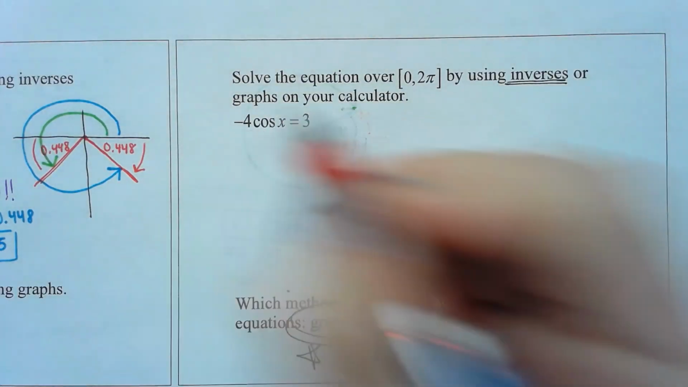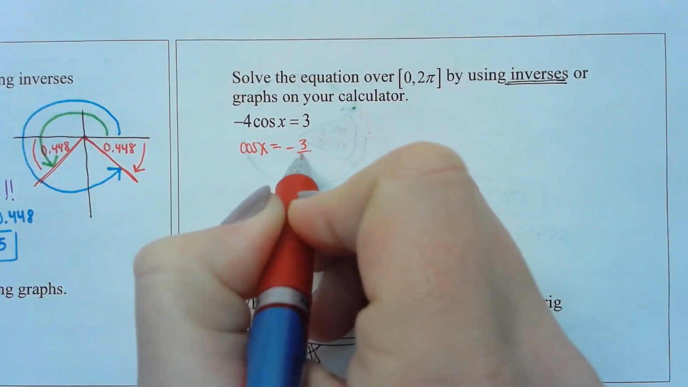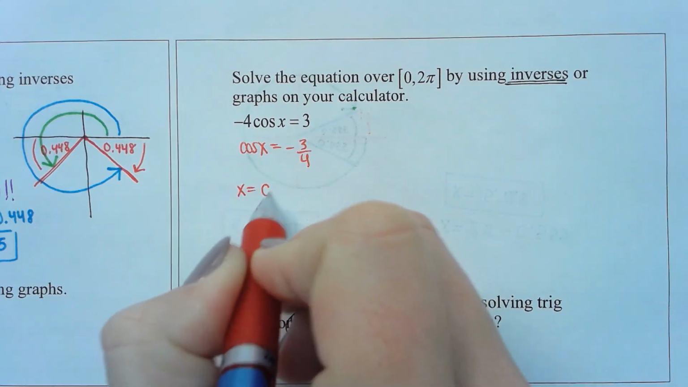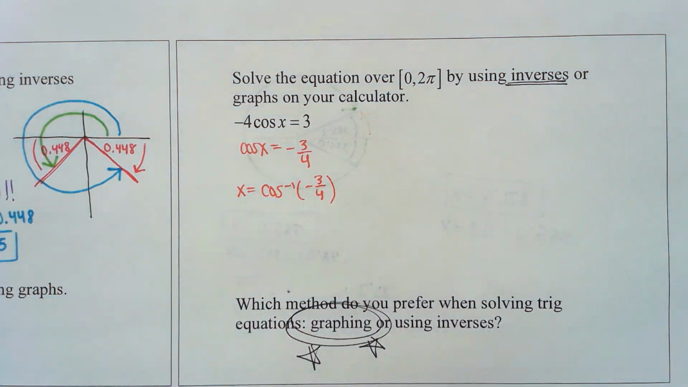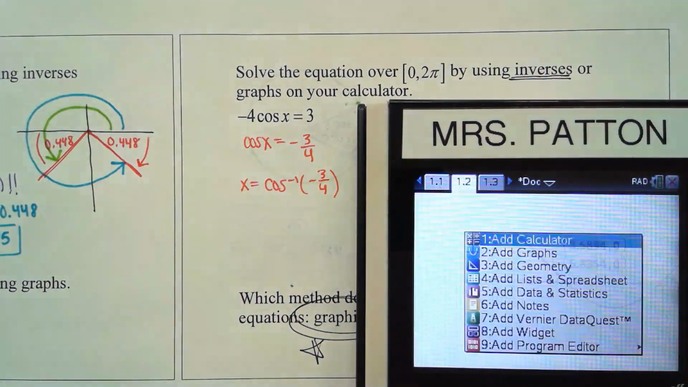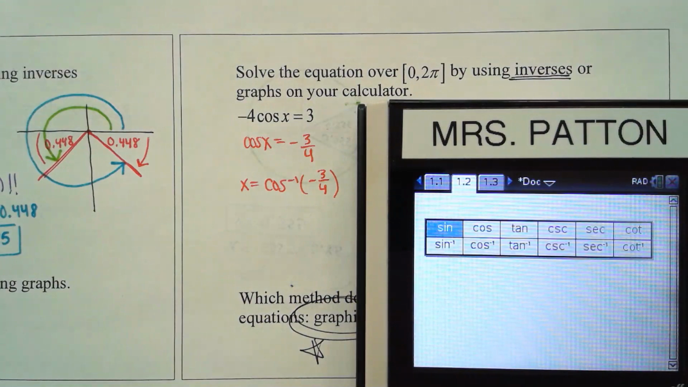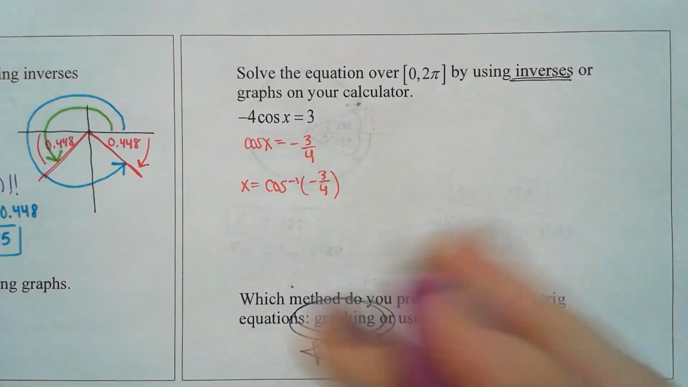But we're going to solve for x. So let's divide both sides by -4. And then let's take the inverse cosine of both sides. Right, so I'm going to go back to my calculator, and I'm going to type in the inverse cosine of -3/4. And my calculator spit out x equals 2.419.